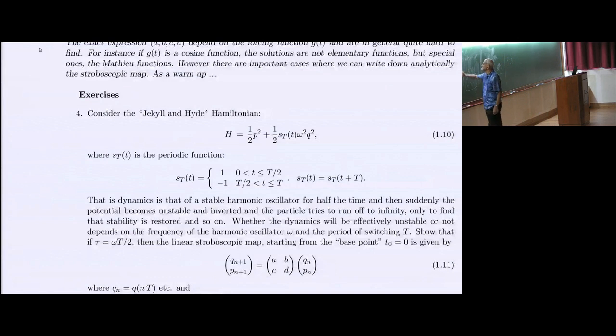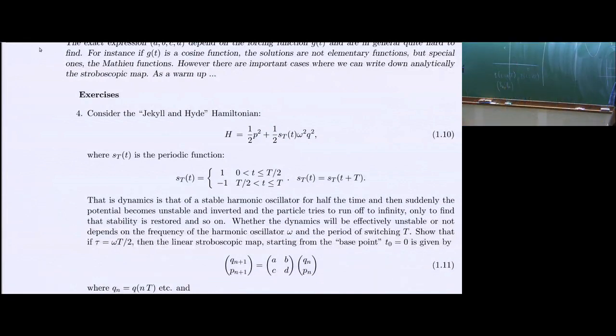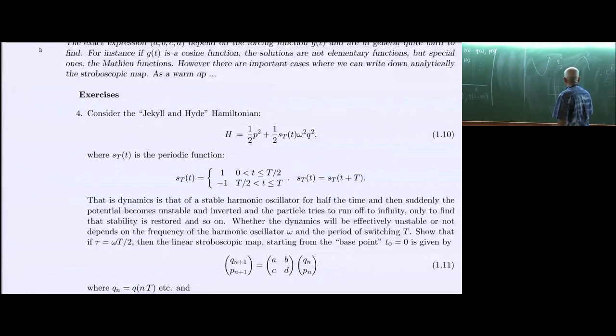So what you have is what is called a Jekyll and Hyde Hamiltonian, namely, let's say that you have a harmonic oscillator which has this potential q squared by 2 for some time. And after that time switches to minus q squared by 2. Stable, unstable, then goes back to stable, switching back and forth with a period time t. Would the motion be, eventually, periodic? I mean, stable or unstable? That's the question.